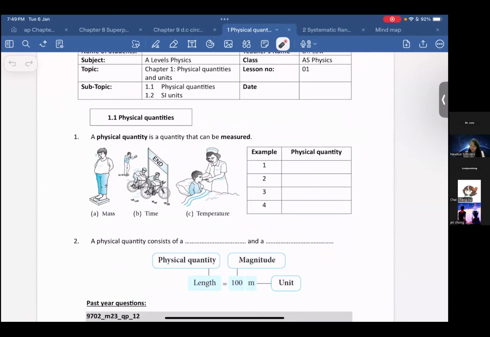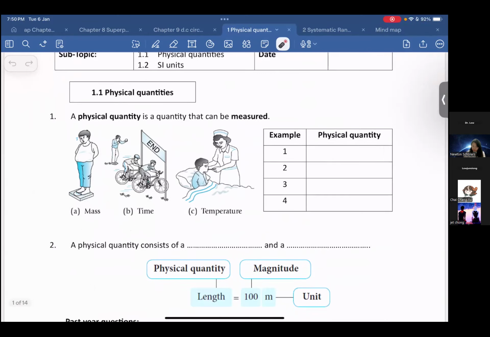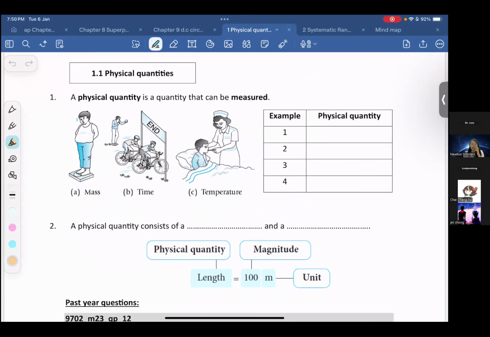This is lesson number 1, which is the physical quantity. Here, a physical quantity is a quantity that can be measured. Can be measured meaning that mass can be measured. For example, this one is 80 kg. We can measure and we get 80 kg. So mass is a physical quantity. Time, let's say 10 seconds. So time is a physical quantity. Temperature, 37 degrees Celsius. Any other examples? There are a lot of examples. For example, volume can be measured. Area can be measured.